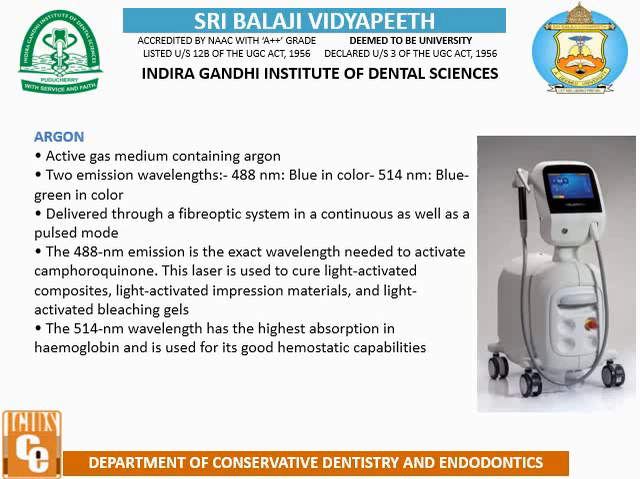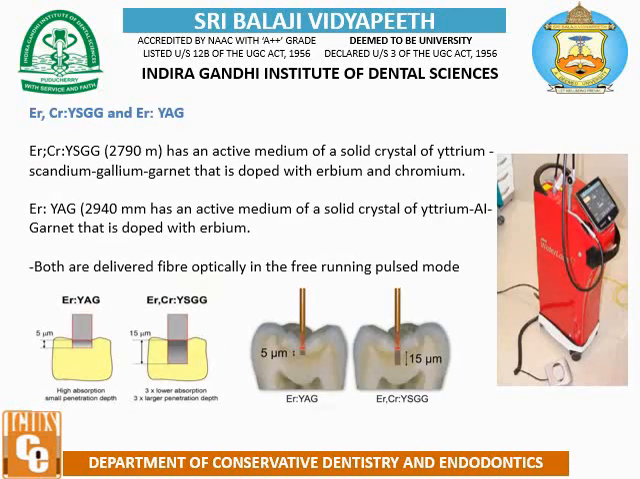The 514 nanometer wavelength has the highest absorption in hemoglobin and is used for its good hemostatic capability. Er,Cr:YSGG and Er:YAG. Er,Cr:YSGG has an active medium of a solid crystal of yttrium, scandium, gallium garnet that is doped with erbium and chromium. Er:YAG has an active medium of a solid yttrium aluminum garnet that is doped with erbium. Both are delivered fiber optically in the free running pulse mode.